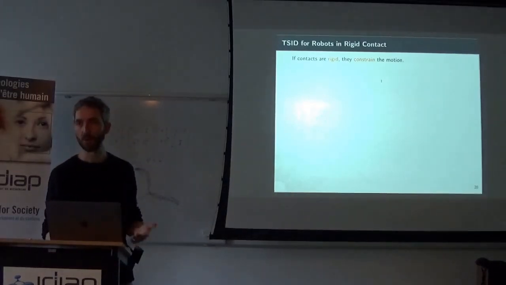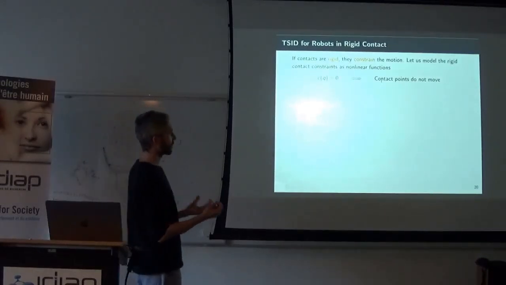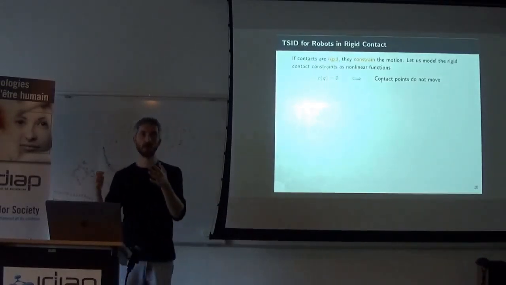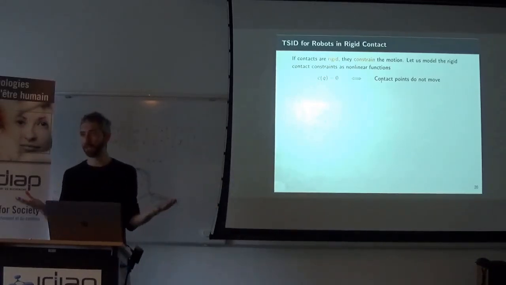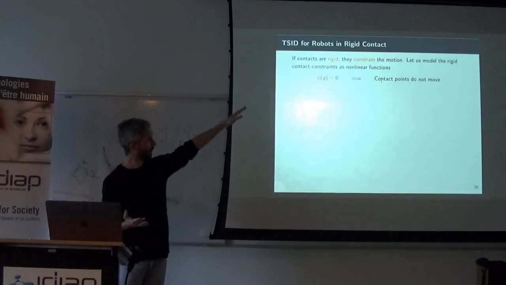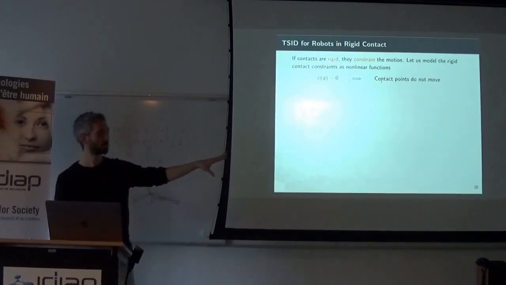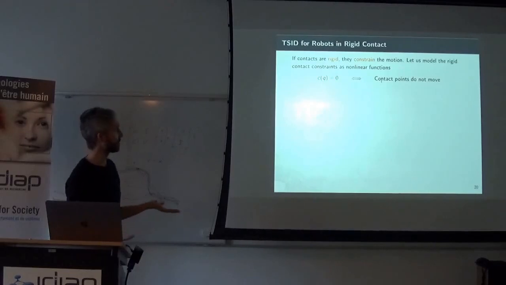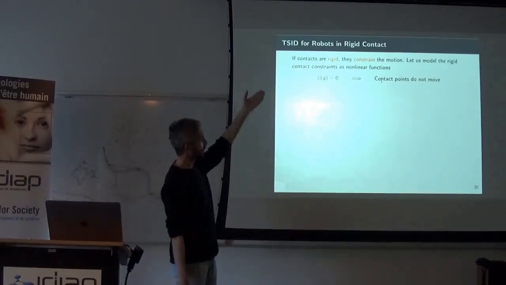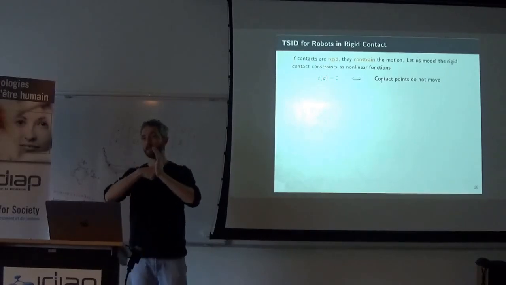And this changes how we model things. So we can model constraints similarly to how we model tasks. So we use just a nonlinear function. In this case, I simplify things. It's a nonlinear function of the configuration of the robot, because that's the case we are interested in practice. And this function basically just says that the points of the robot that are in rigid contact with the environment, well, they don't move.